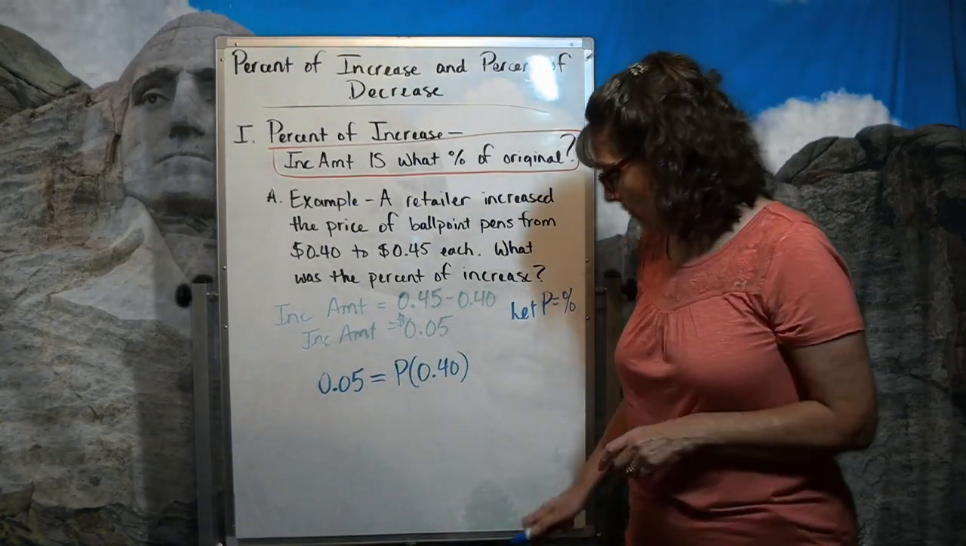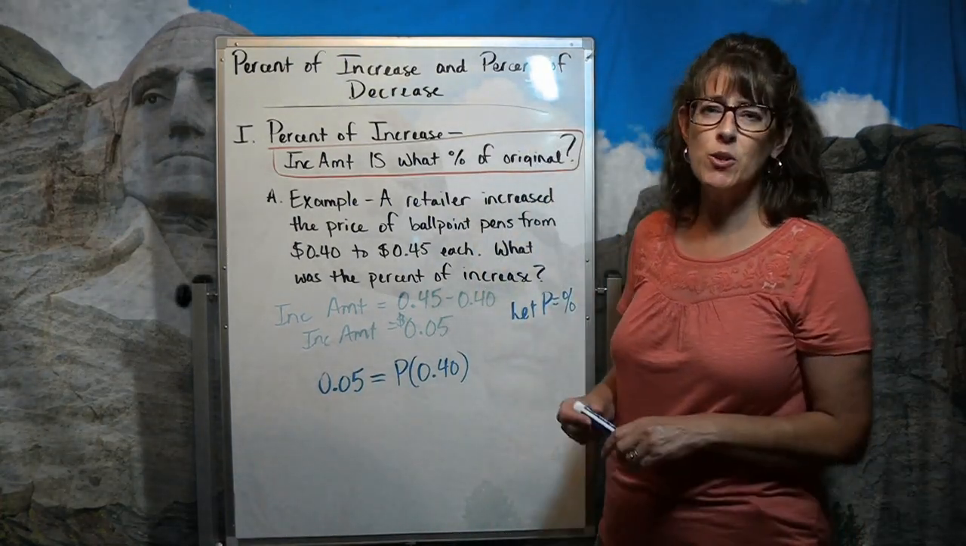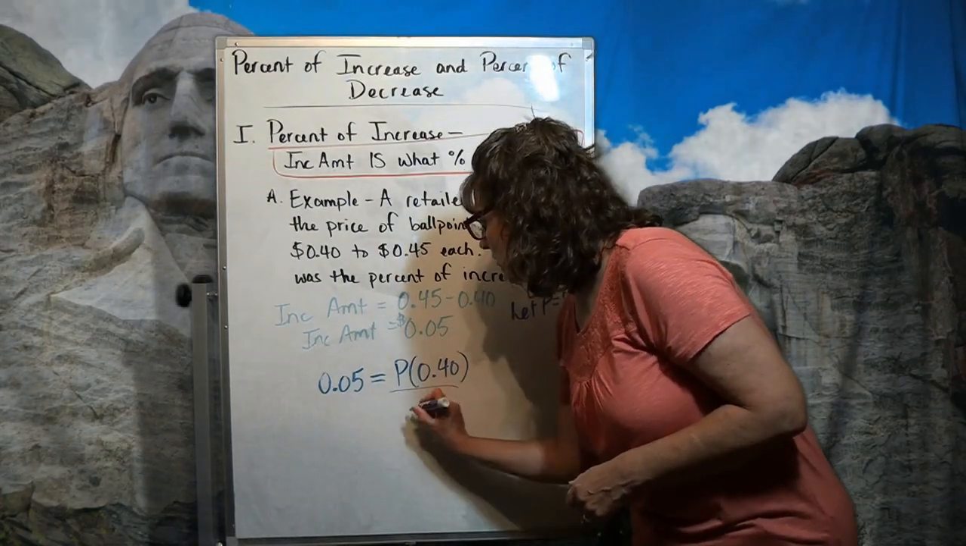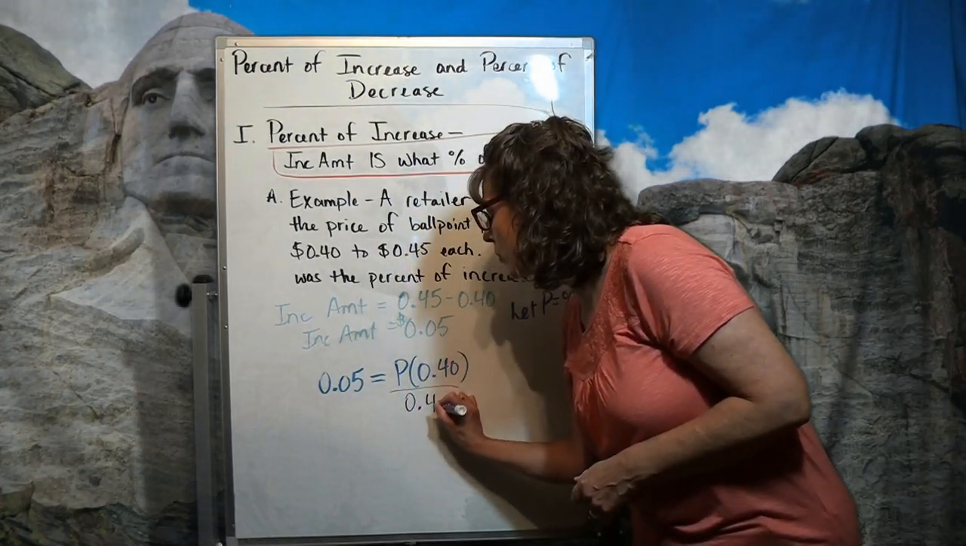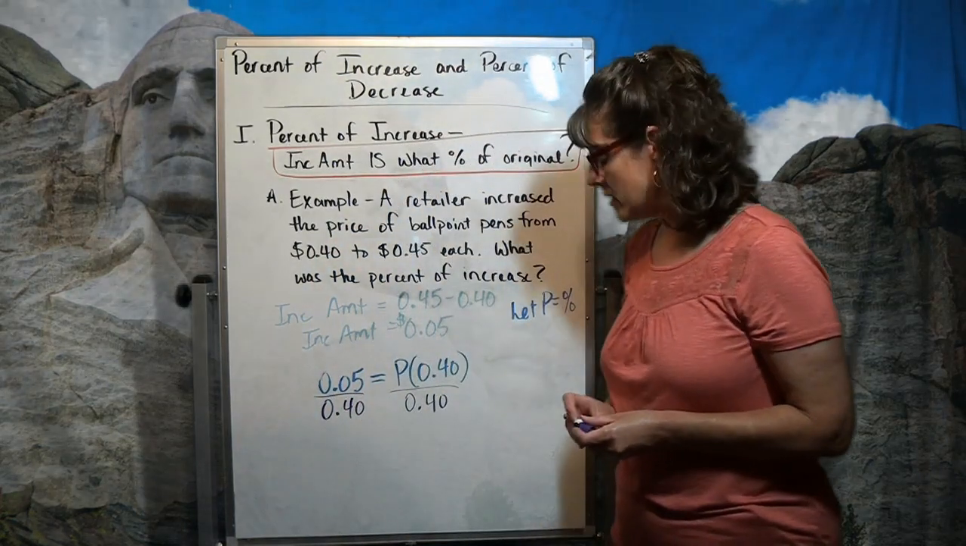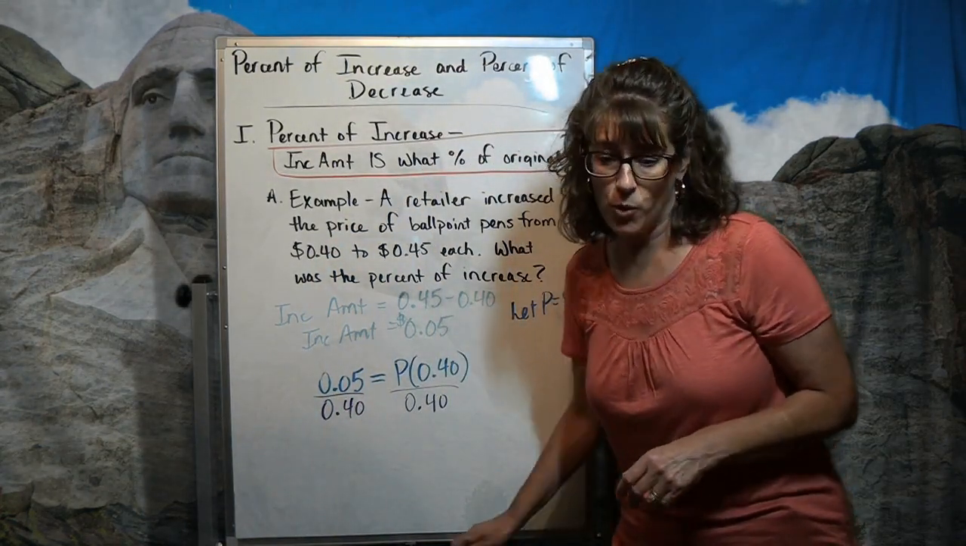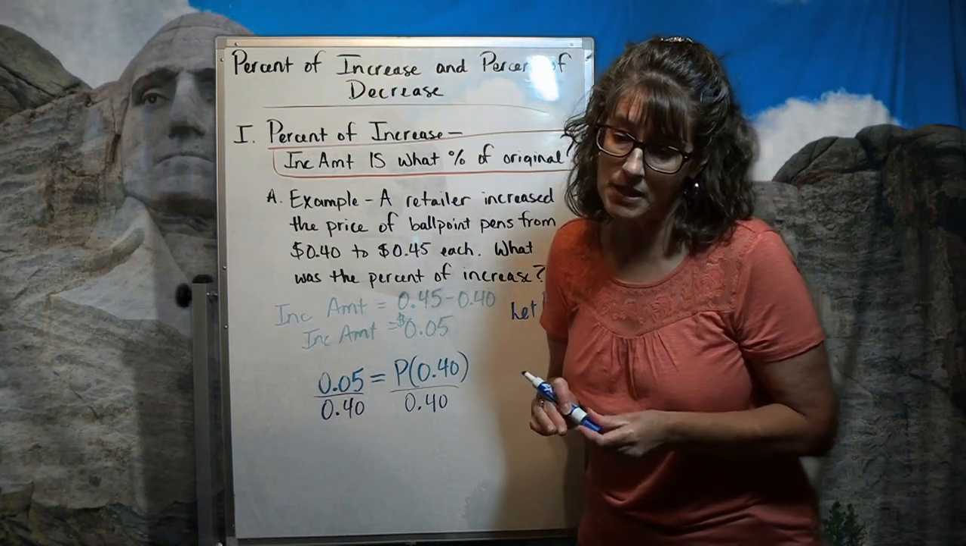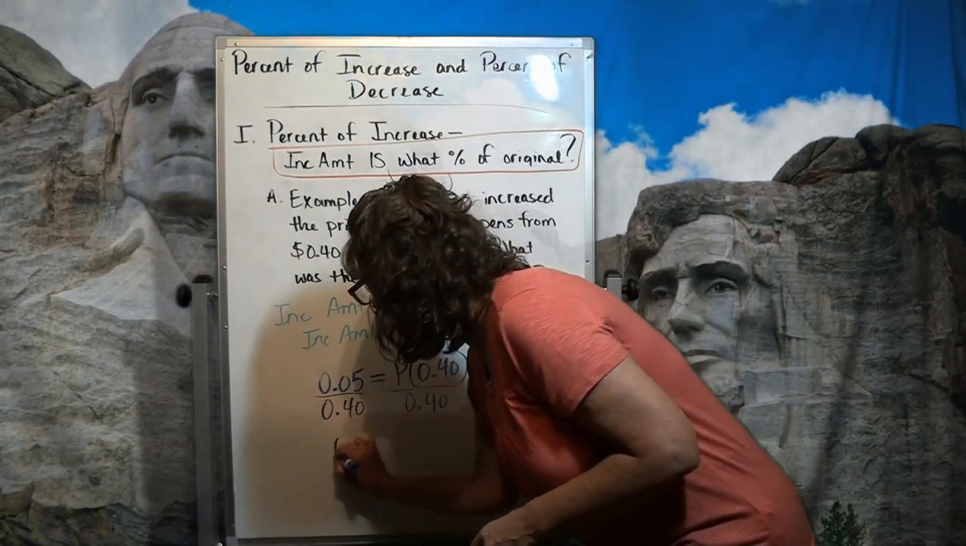Now all we have to do is solve this equation, which we know how to do pretty easy. Just go through and divide both sides by 0.40, and then 0.05 divided by 0.40 is going to be 0.125.